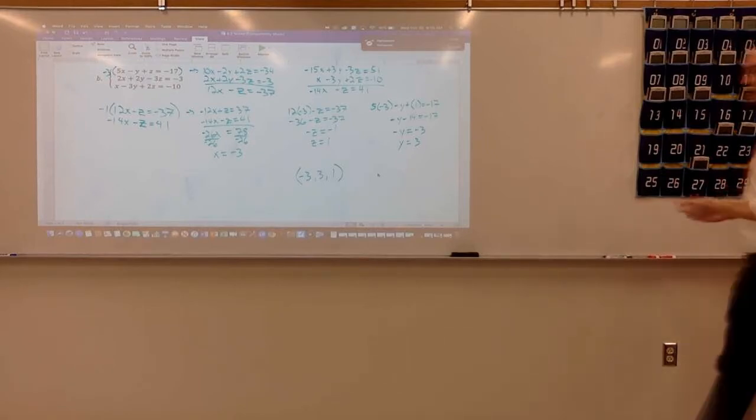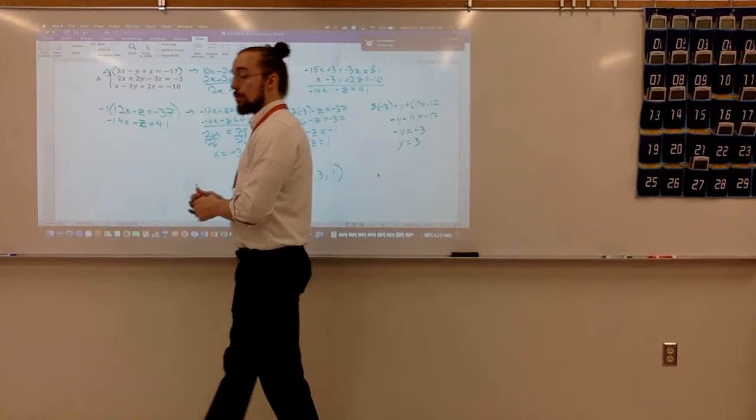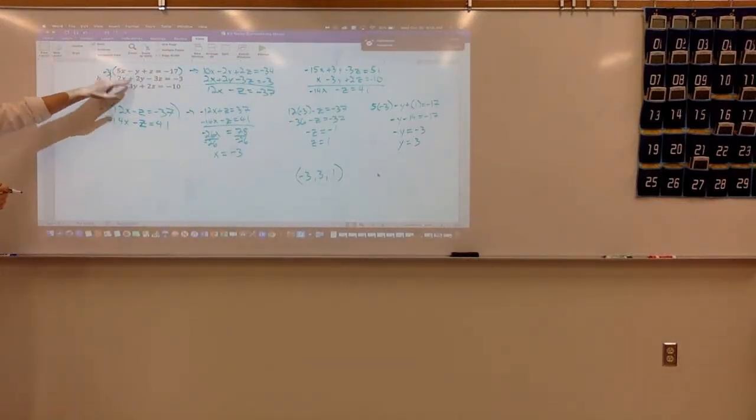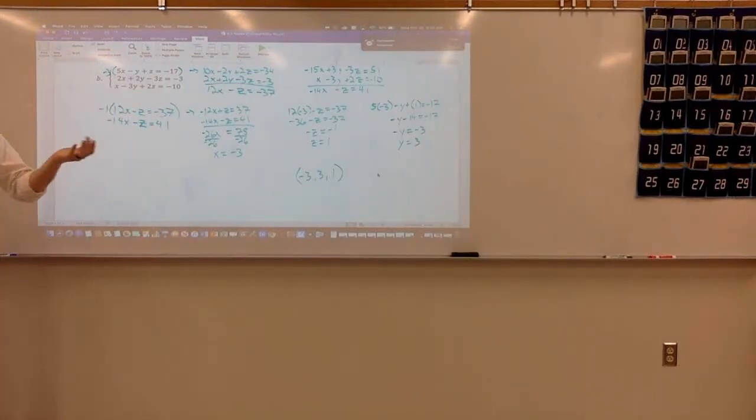So again, the goal is just to create a system of two equations and two variables. And we can do that using any combination of our original equations. And then we can just solve that system of two equations and two variables, and then work backwards to get all three answers. Questions on that one?